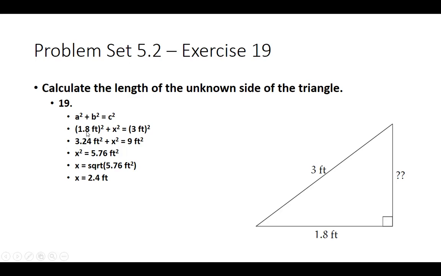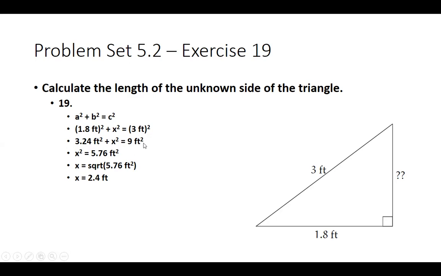When we square 1.8 feet, we get 3.24 square feet. And when we square 3 feet, we get 9 square feet. When we square x, we get x squared. Now we don't have things to add together on the left, but we do need to get the x squared by itself. In order to do that, we subtract 3.24 square feet from both sides.